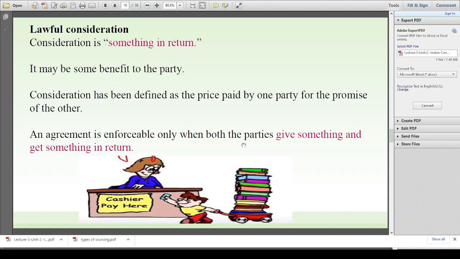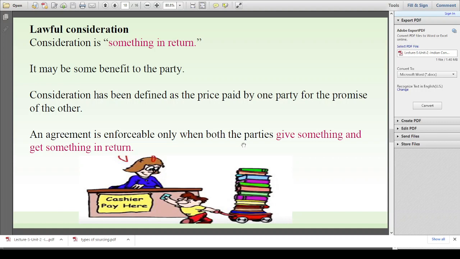Consideration means something in return, right? It is basically the money, the price, the cash. It may also be some benefit to the party, right? Consideration has been defined as a price paid by one party for the promise of another. An agreement is enforceable only when both parties give something and get something in return, right? So what is the main speciality of a legal contract?